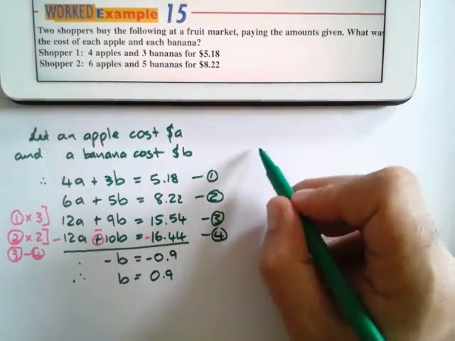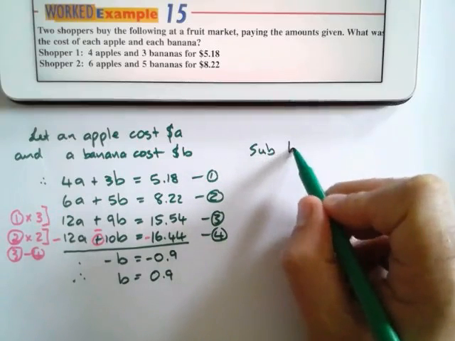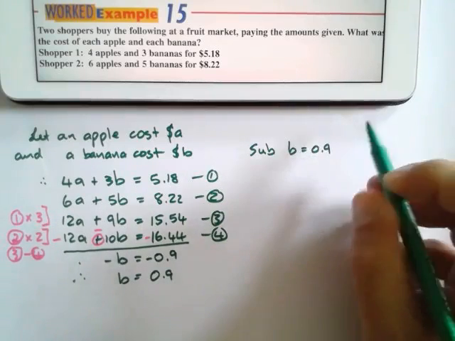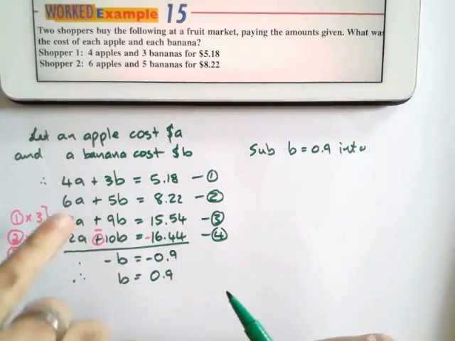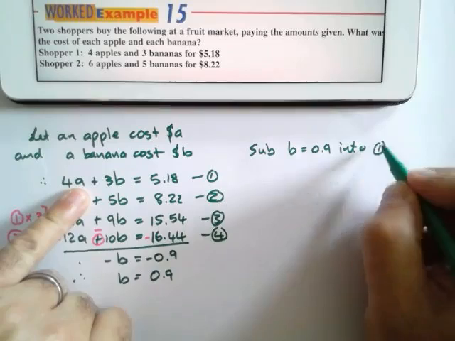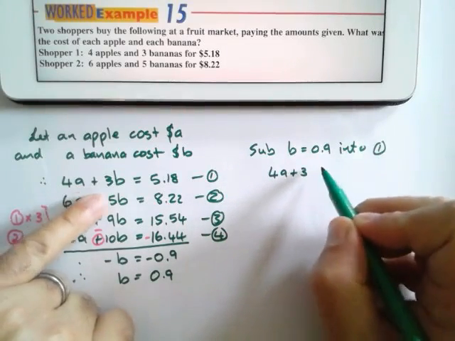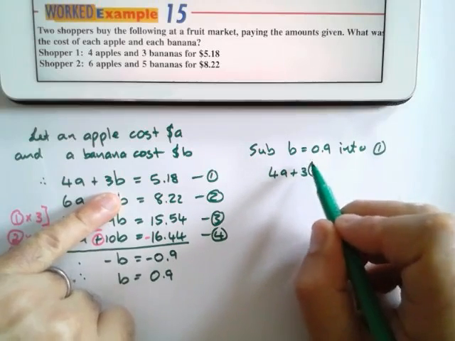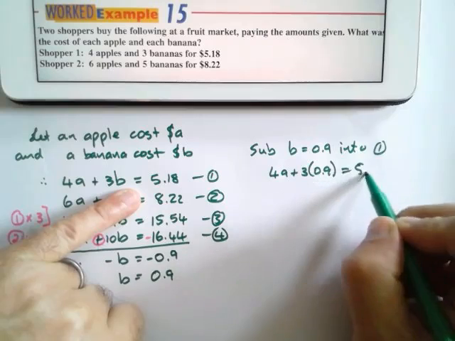Okay, now I'm going to sub B equal to 0.9 into any one of these 4. It really doesn't matter, I'm just going to put it into 1. It is 4A plus 3B. I'm going to use my bracket. B is now not B, but it's 0.9, and that equals 5.18.